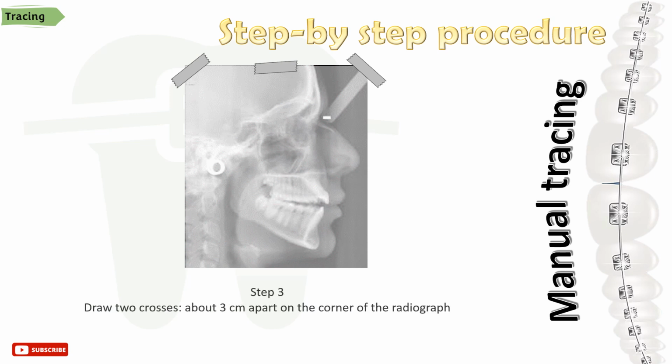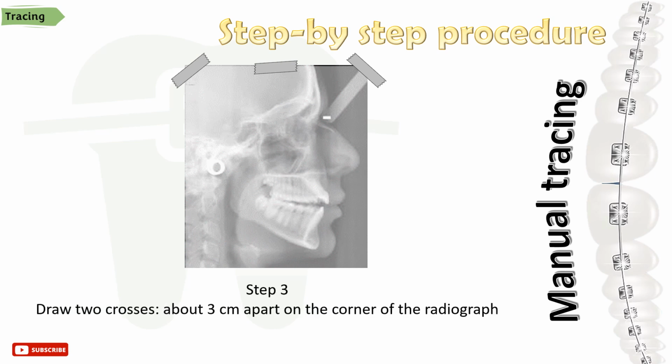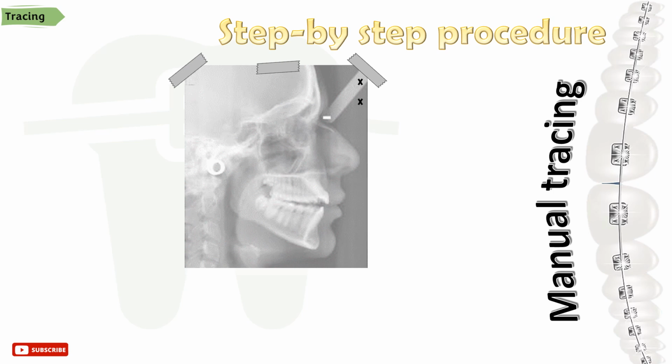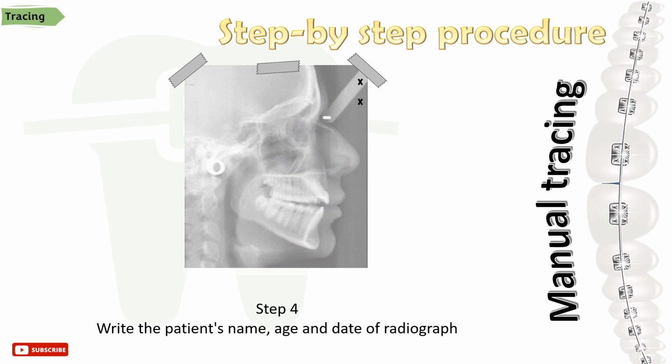Step 3. Draw two crosses about 3 centimeters apart on the corner of the radiograph so they will be the reference for you for the ease of subsequent superimposition position of the tracing. Step 4. Write the patient's name, age, and date of the radiograph on the top corner. So in case of detachment of the tracing paper from the film, you can easily identify the case.